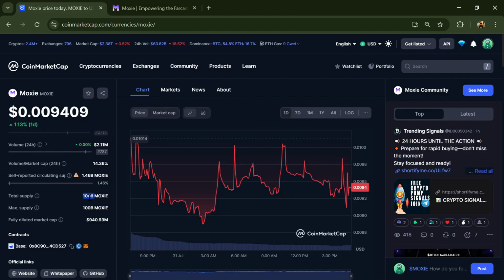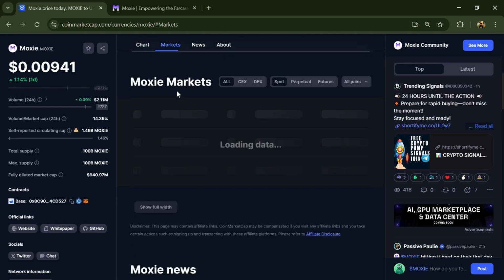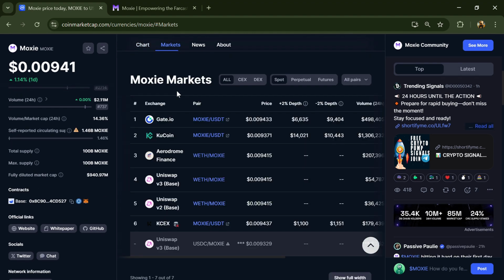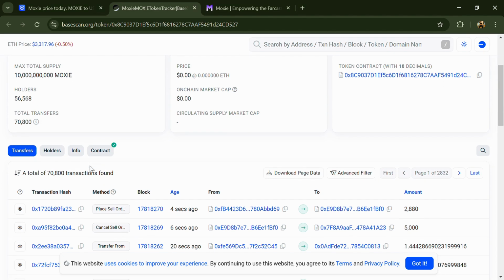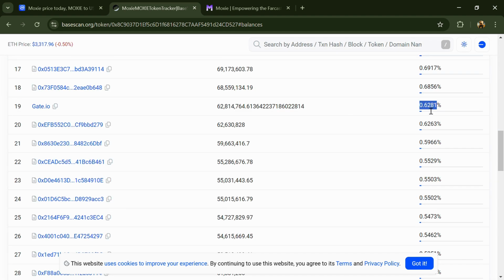Moxie token total supply is 100 billion, and circulating supply is 1.46 billion Moxie tokens. Moxie token is listed on gate.io, KuCoin and other exchanges. 5.60% of the Moxie token is available on the gate.io exchange.